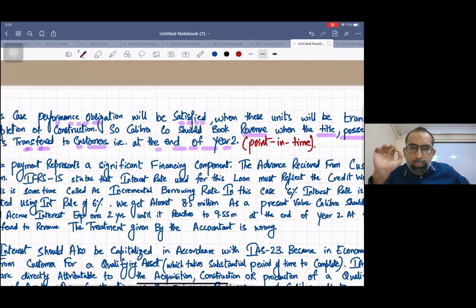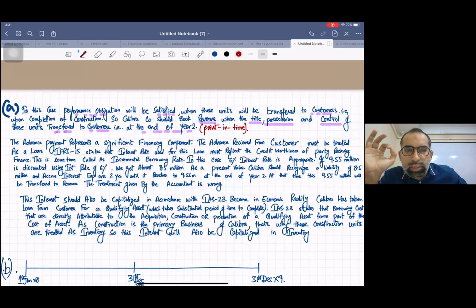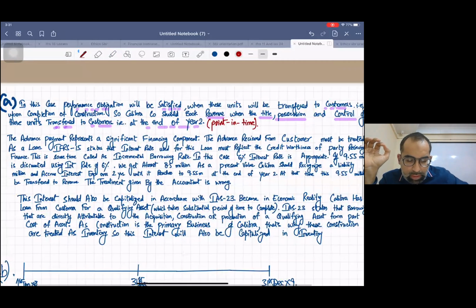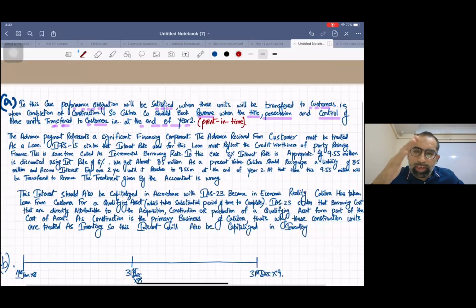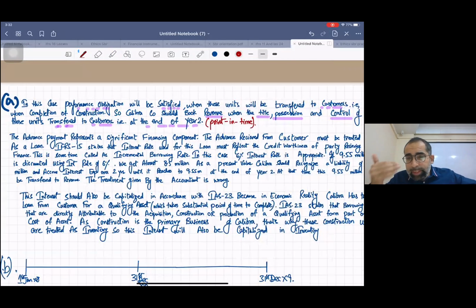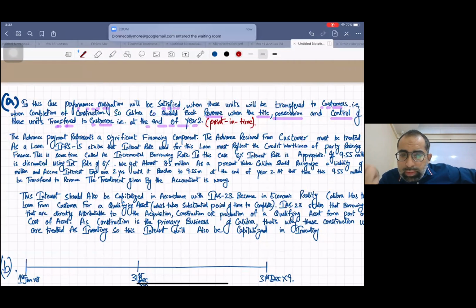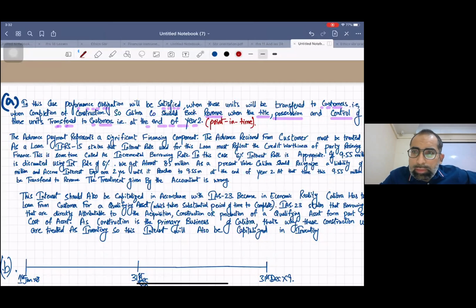So this was basically related to stage 5. In stage 5 you have to decide point in time or overtime. So simple, it is point in time, and we have given the logic. Now the second issue, dear students, in this question is stage 3.